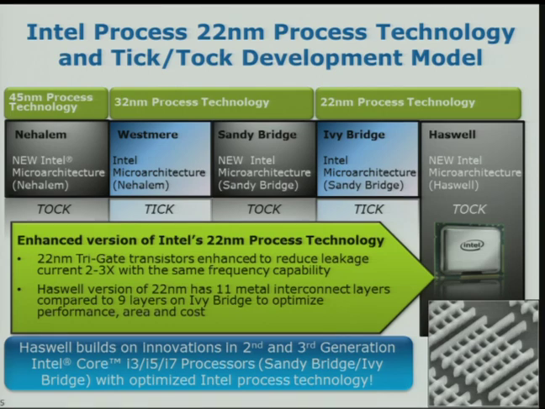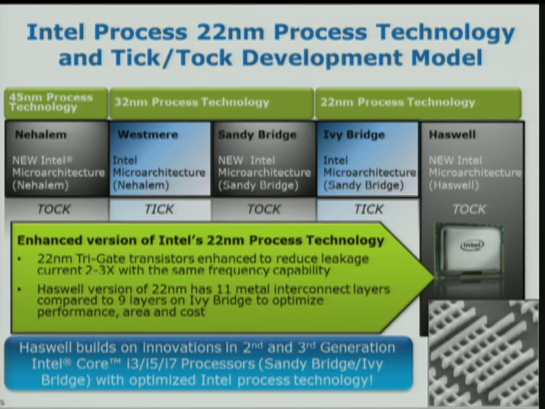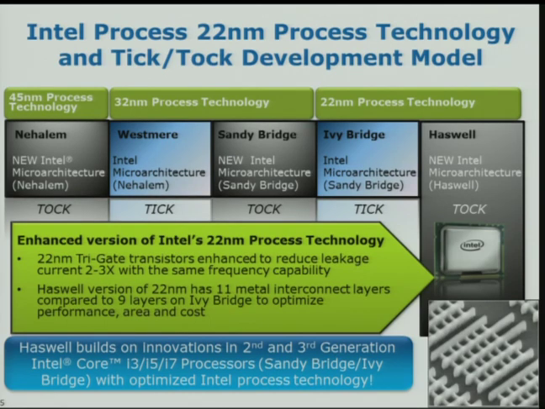That's the Tick. So Haswell is in the middle of the 22 nanometer process. It follows on the microarchitecture of Ivy Bridge, which was the Tick that started 22 nanometer. Some of the really good things for us here were the 22 nanometer Tri-Gate transistor, which is much faster with lower leakage. And we also did a few enhancements like adding metal layers for greater density and actually lower cost at the product level.